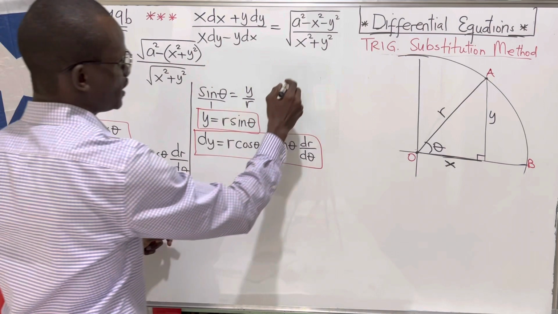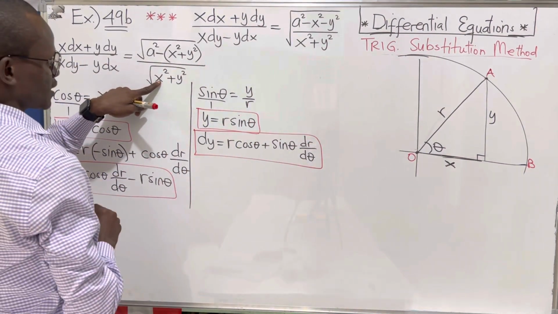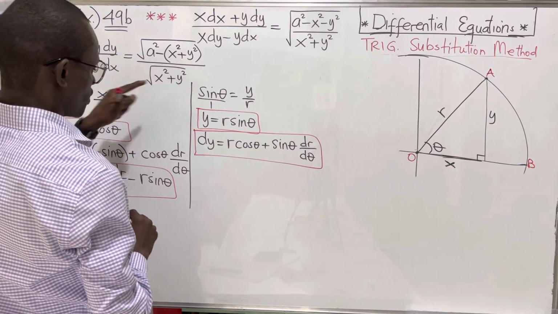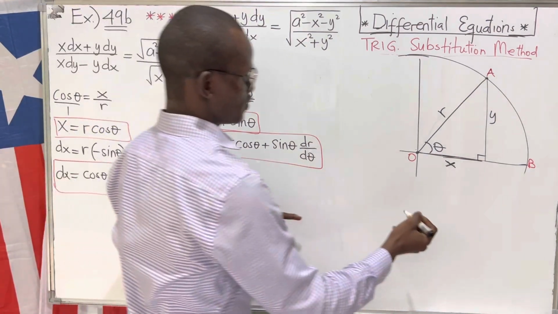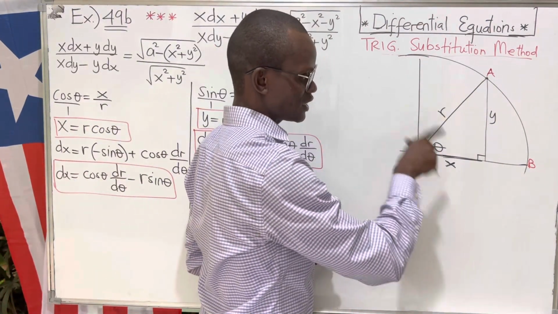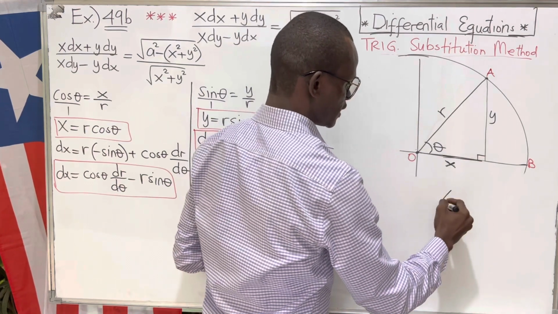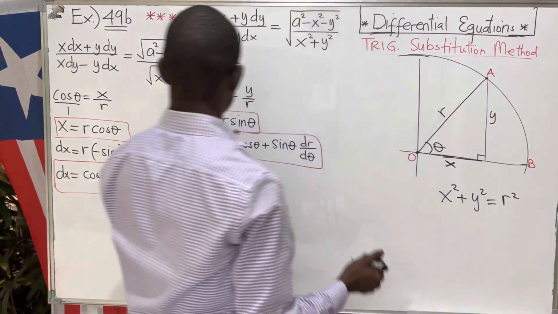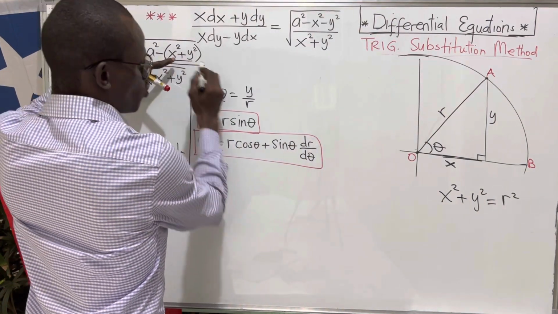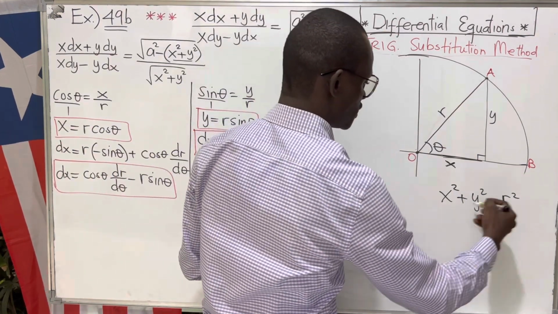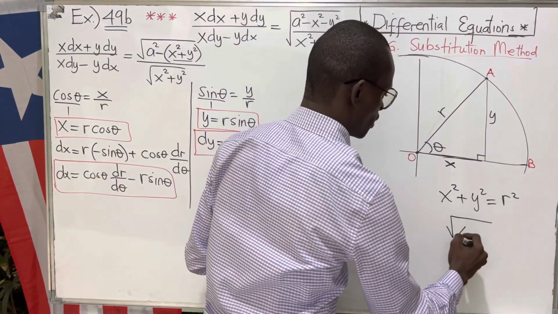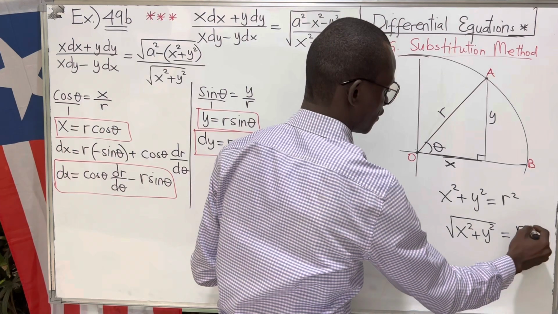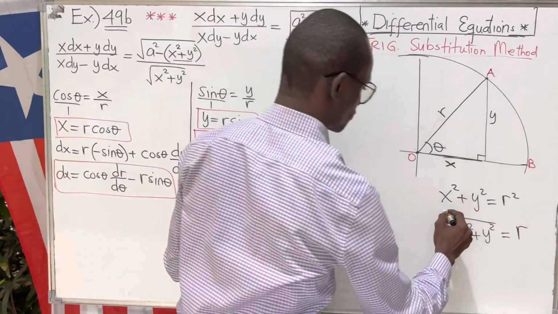So the next thing we also need is this root of x squared plus y squared. So what do we know? We know that the equation of a circle with center at the origin is x squared plus y squared equals r squared. So wherever we see this expression, we want to bring in r squared. If we take the square root on both sides, the square root of x squared plus y squared, we just cancel these 2, and you're left with r. So r now will be equal to this.